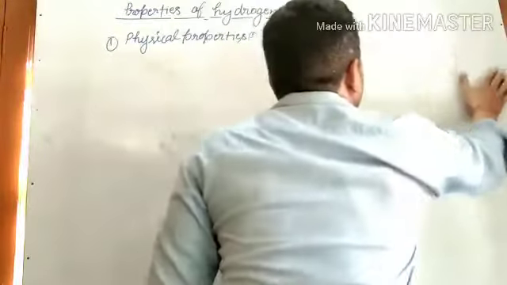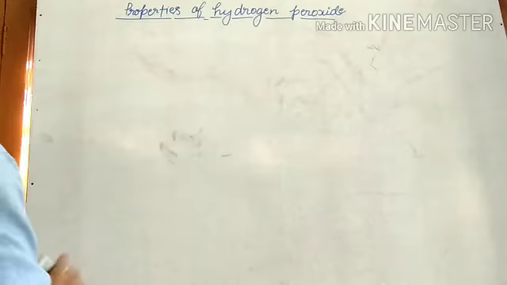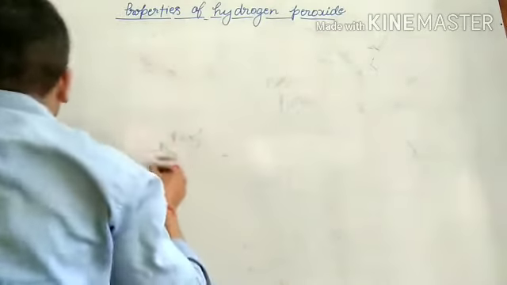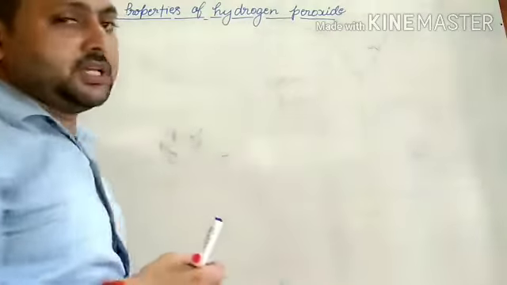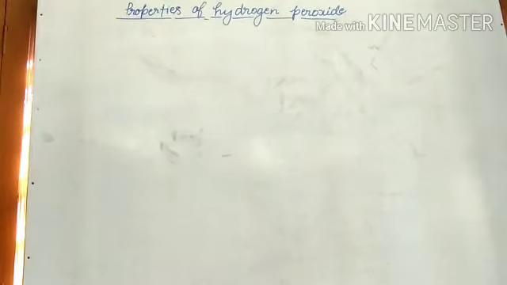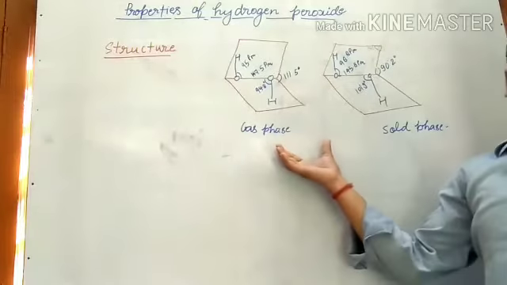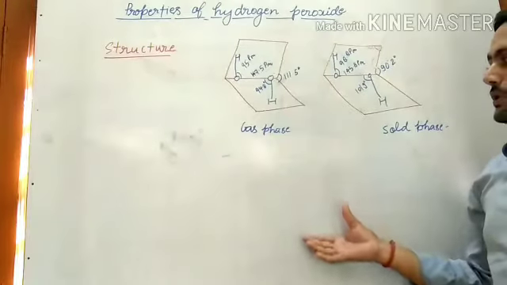So we discussed the physical properties of hydrogen peroxide. Let us move on and discuss the structure of hydrogen peroxide. So what is the structure of hydrogen peroxide? Here the structure of H2O2 is shown.